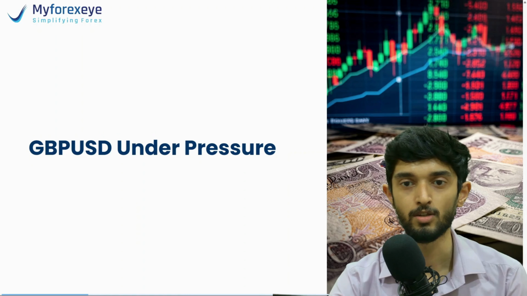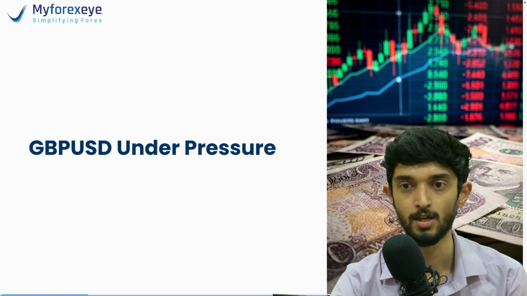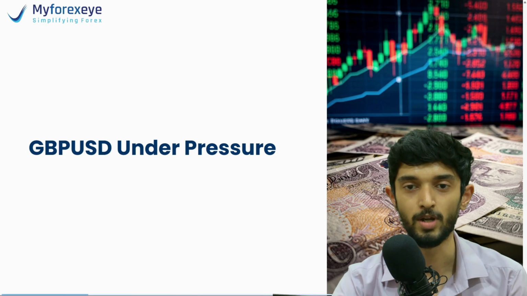GBPUSD is trading near 1.3350 to 1.3375 levels, close to a 3-month low. The pound remains under pressure due to changing interest rate expectations, geopolitical tensions and weaker UK growth projections.